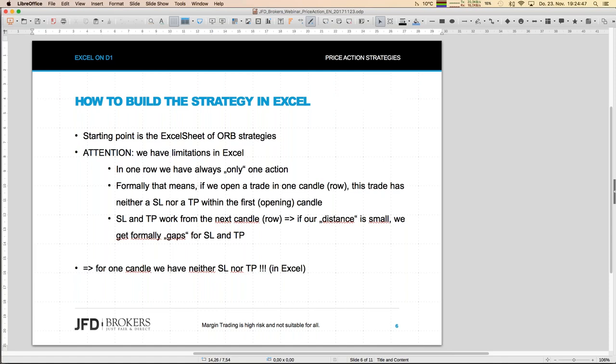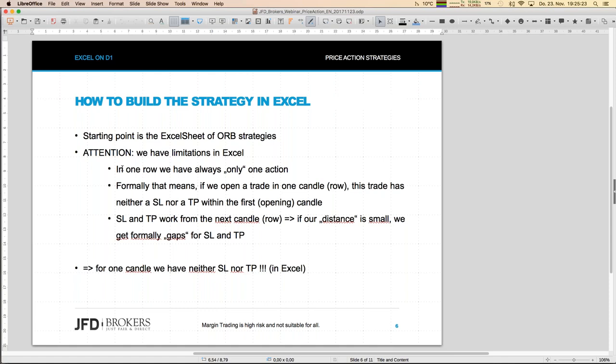But I have to remind you that we have some limitations within Excel. That is more a technical limitation just in order to calculate our trades. And the limitation is that within one row, we can only really have one action. And that action would be first that our order is triggered, that our buy stop, for example, is active.